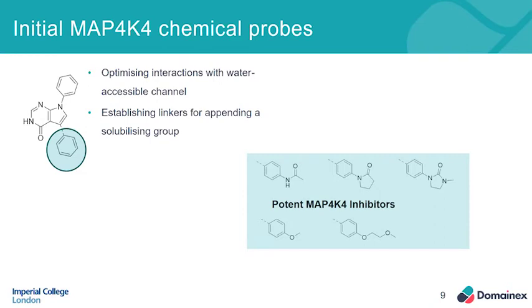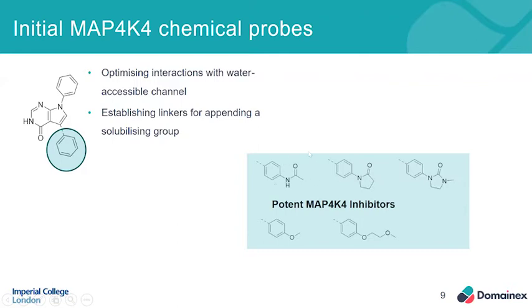Having identified some cores on which to elaborate, the next stage was to try and optimize interactions with the water-accessible channel and also establish some linkers for appending some solubilizing groups. So to that extent, you can see in this right box here some examples of compounds that were made, which showed high levels of MAP4K4 inhibitor activity. So these compounds were all sub-10 nanomolar in our MAP4K4 assay.